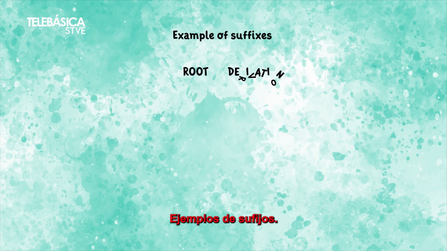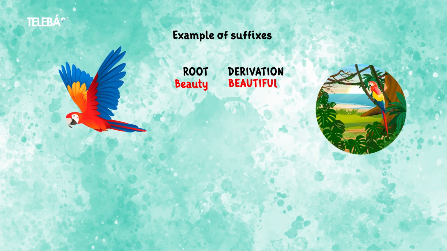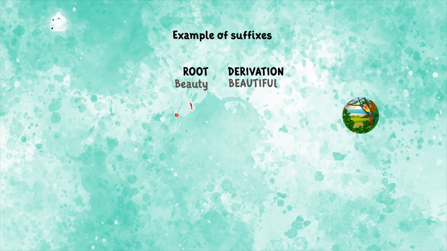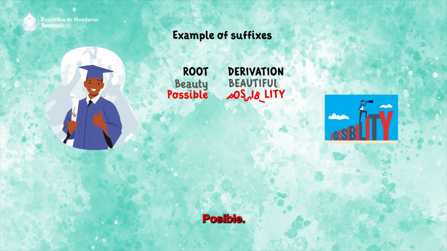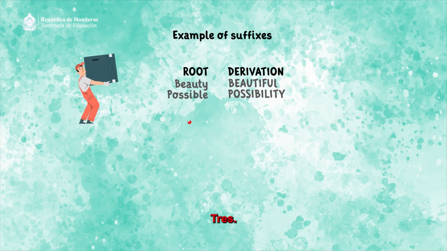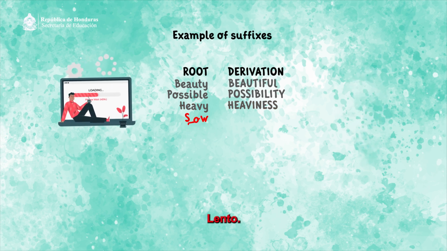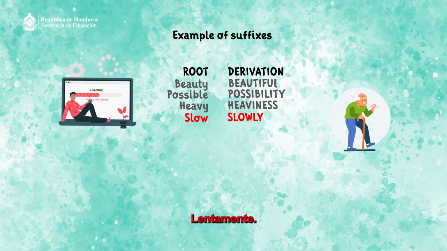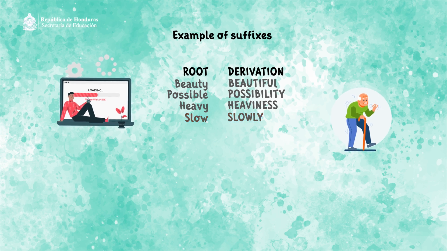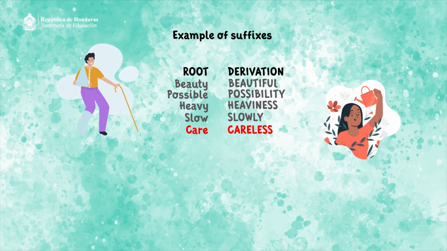Examples of suffixes. 1. Beauty, beautiful. 2. Possible, possibility. 3. Heavy, heaviness. 4. Slow, slowly. 5. Care, careless.